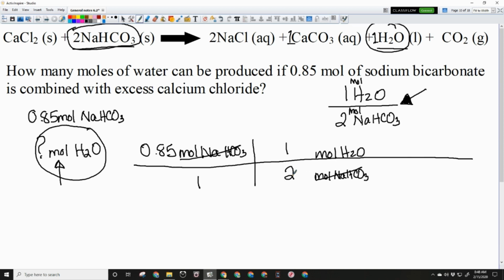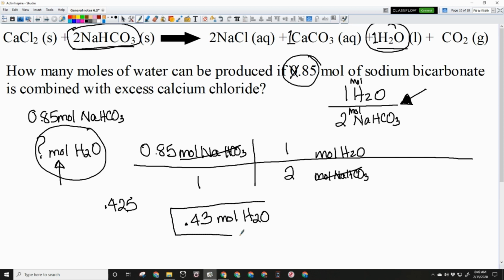It's going to be 0.85 times 1, all divided by 2. That's going to give me 0.425 as my raw answer. How many sig figs do I need? That's 2 sig figs because leading zeros don't count. So this is going to be 0.43 moles of water that can be produced. Booyah, that's all there is to this.